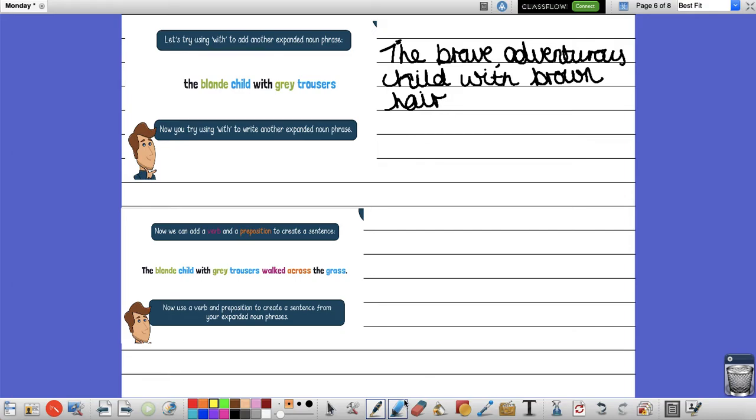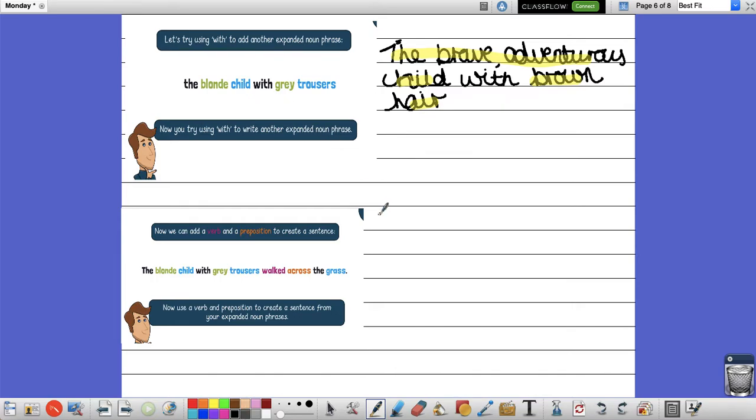So my first expanded noun phrase is the brave, adventurous child. I've got determiner, adjective, adjective, noun, and then I've got another one, with brown hair, an adjective and another noun. So have a go at expanding one of your sentences using the word with to describe something else that child has.